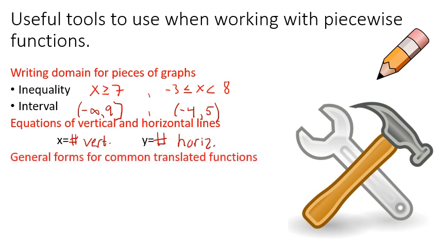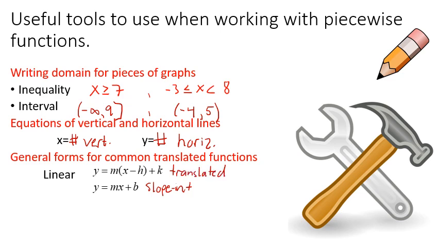And we have some general forms for common translated functions. The first would be a linear function. We're more used to slope-intercept form, but we also have this linear translated form. In this form, h comma k is some ordered pair, x comma y. M is still our slope. And we'll use this today.